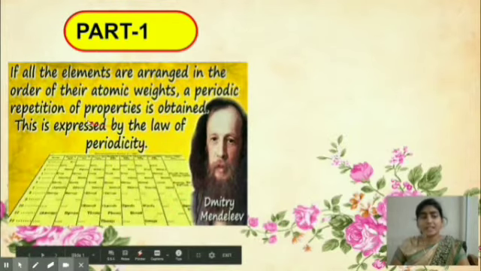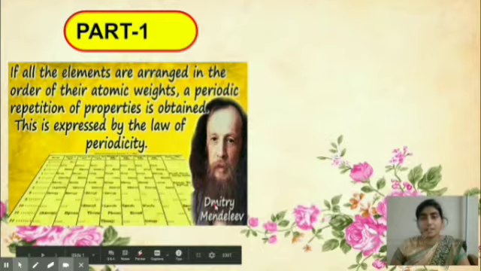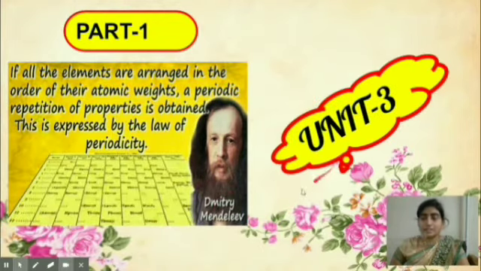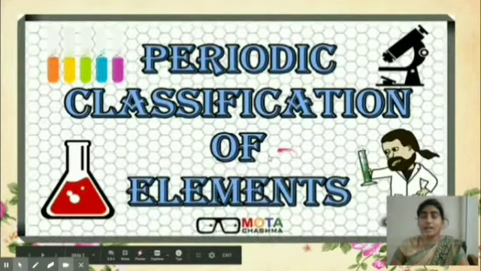Now, let's start a new unit with the quote of Mendeleev. If all the elements are arranged in the order of their atomic weights, a periodic repetition of properties is obtained. This is expressed by the law of periodicity. Hope you would have guessed the topic. So, let's start Unit 3. In today's class, we are going to study Unit 3, which is periodic classification of elements.